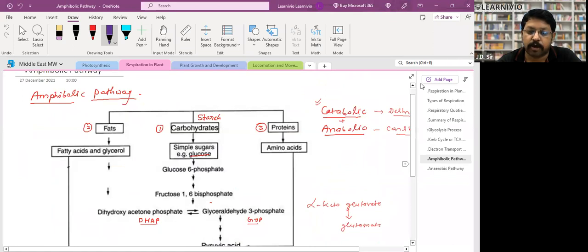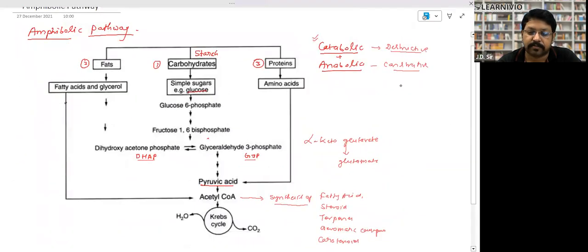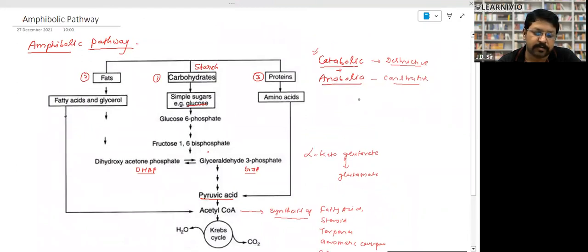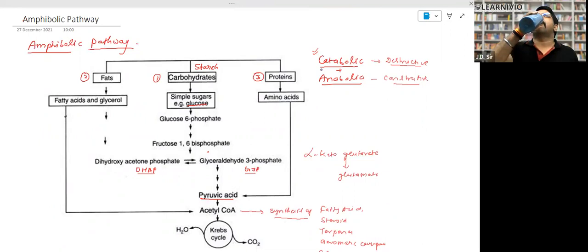Now, what is the amphibolic pathway? It is given at the last of your NCERT as well. This is the amphibolic pathway. Look, it is important. Rarely, but I have seen a question from here as well.